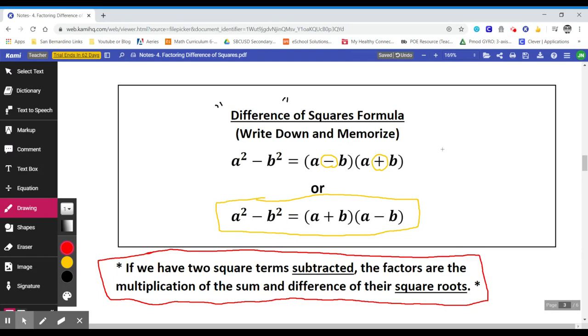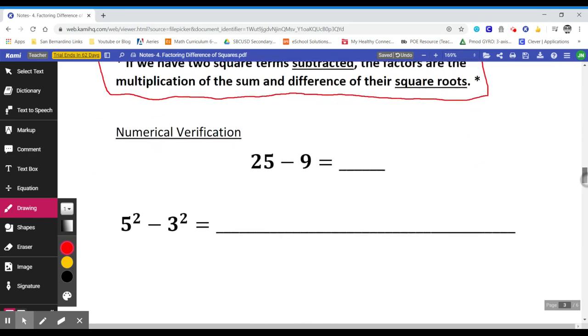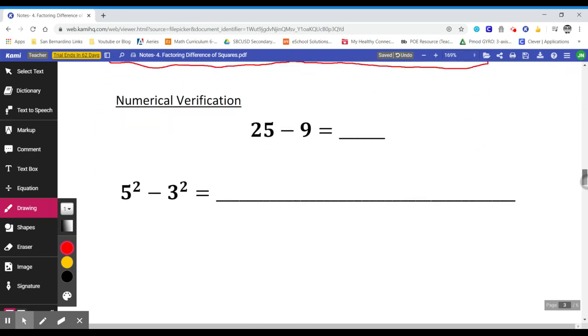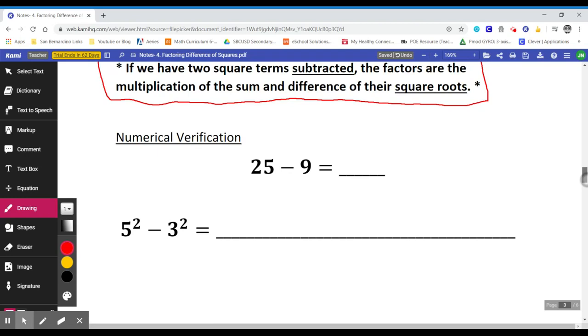Okay, for example, let's try to do a numerical verification here to see if that formula actually works, right? So this is 25 minus 9. Yeah, that's just regular 25 minus 9. If I were to ask you, what's 25 minus 9, you'd be able to tell me the answer, right? So 25 minus 9 would give you what? If you said 16, that is correct. So the answer for that would be 16.